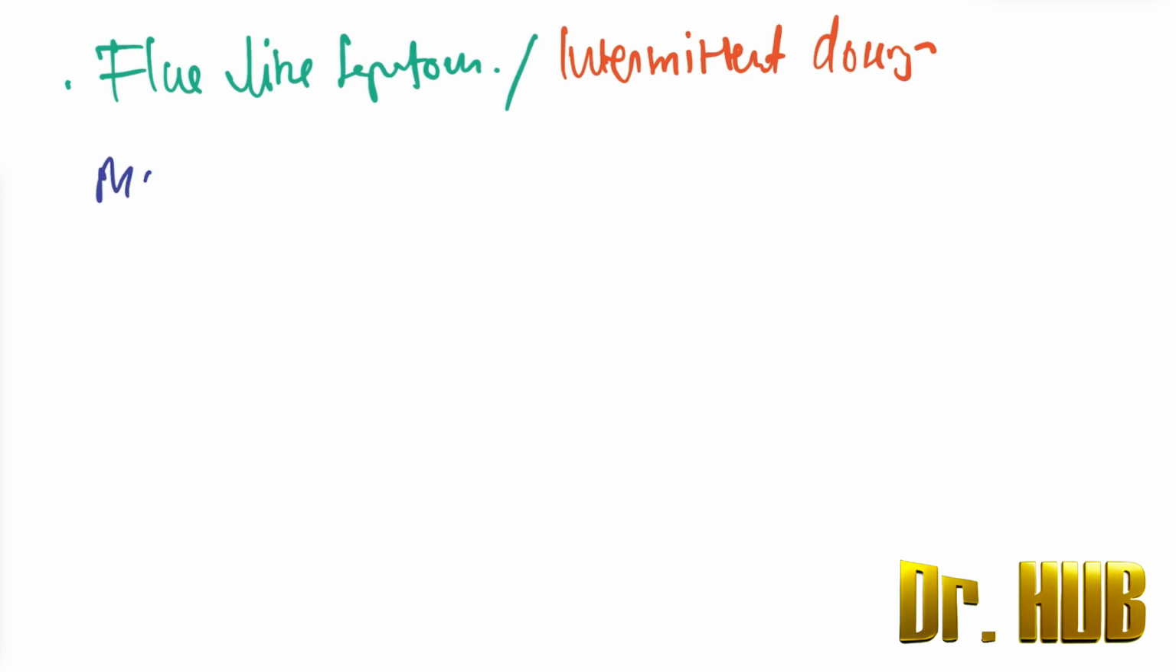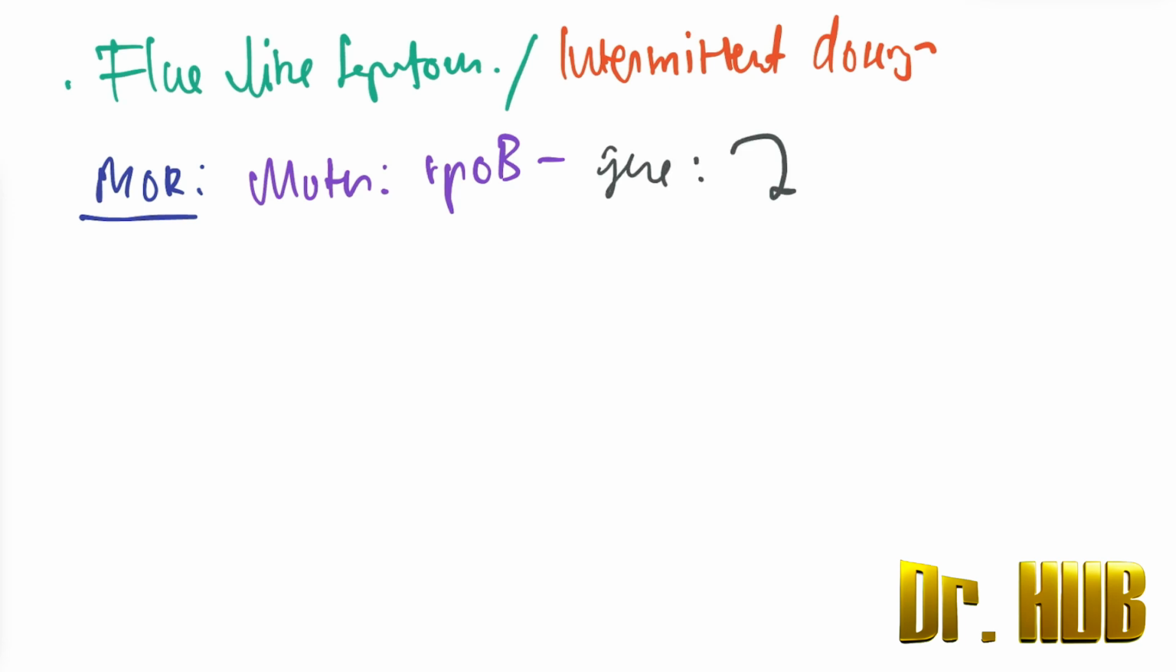Then we look at the mechanism of resistance, MOR. There is a mutation of the RPOB gene, and this gene encodes the beta subunit of the RNA polymerase.